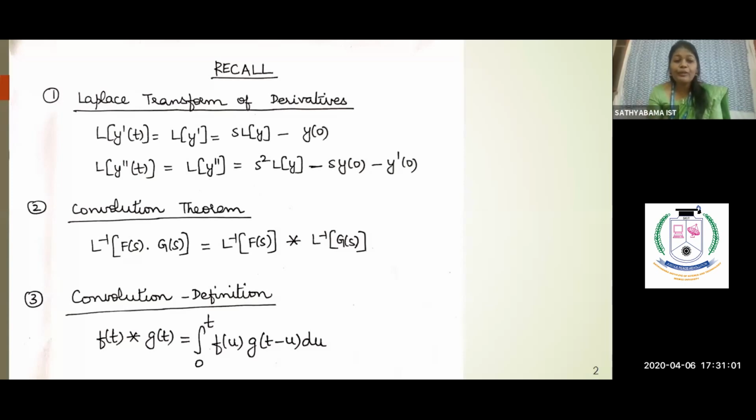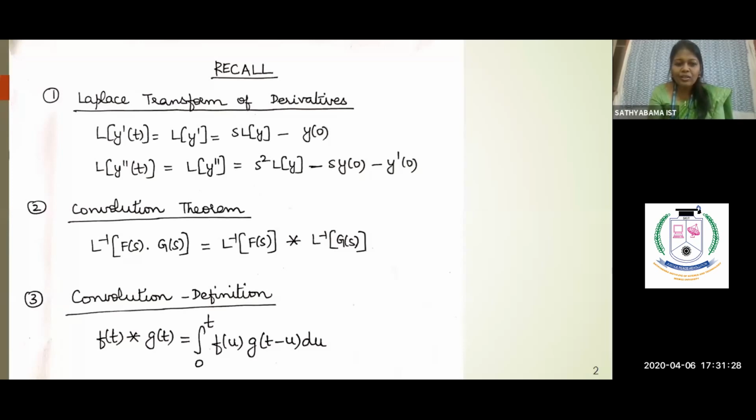So the first thing that you need to know is Laplace transform of derivatives. So you need to know these two formulae. All right. So what is Laplace of y dash of t? Now, by the way, what is this y dash of t? It is the derivative of y. Y dash of t is dy by dt. What is y double dash of t? d square y by dt square. It's the second order derivative of y.